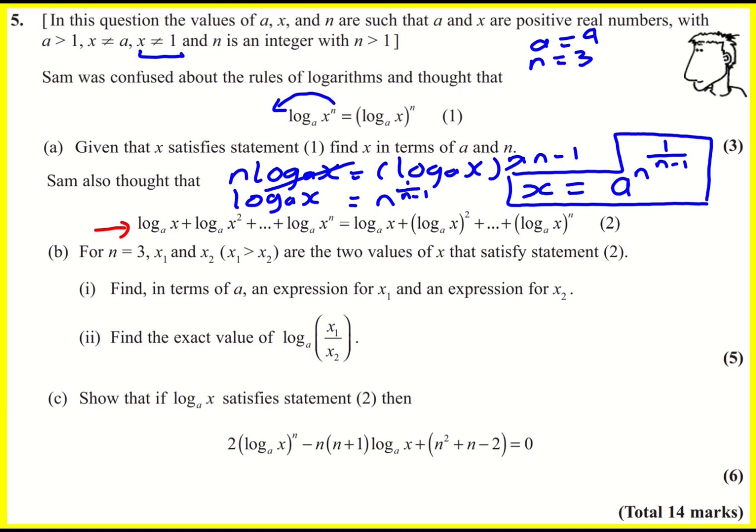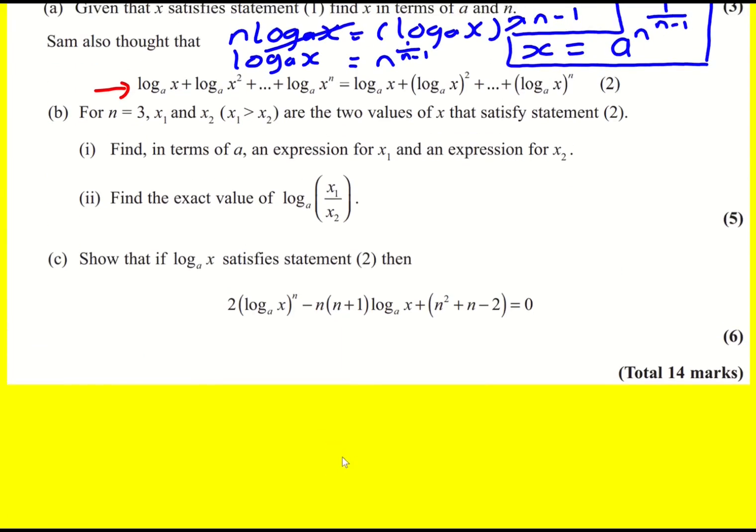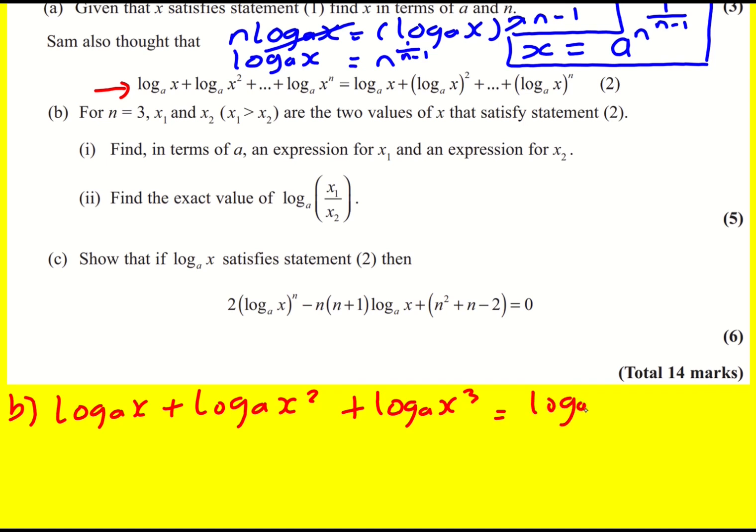Sam also thinks that this is true. And now let's take a look at what happens when n is equal to 3. So it would become log to base a of x plus log to base a of x squared plus log to base a of x cubed equaling log to base a of x plus log to base a of x all squared plus log to base a of x all cubed. And we've got x1 and x2 as the two values of x that satisfy this.